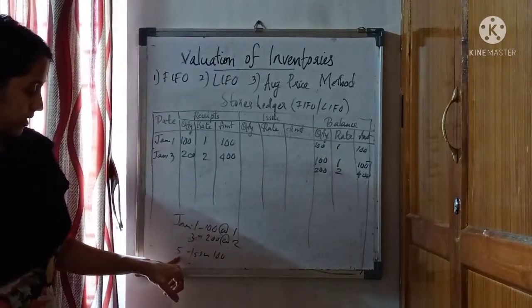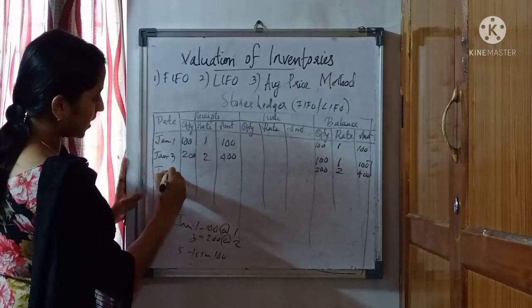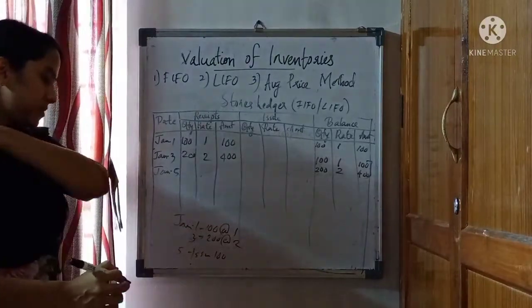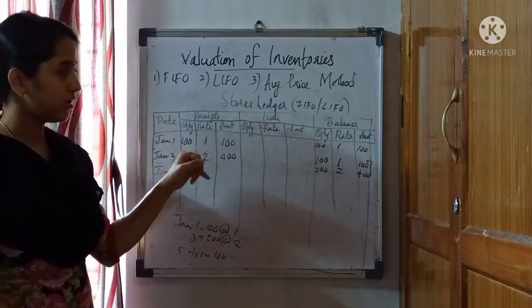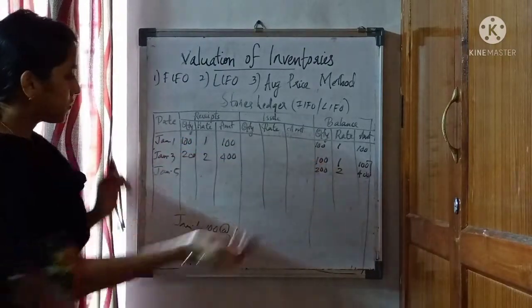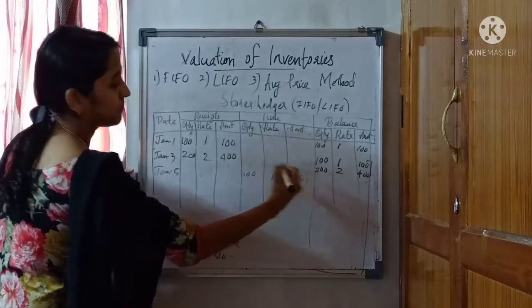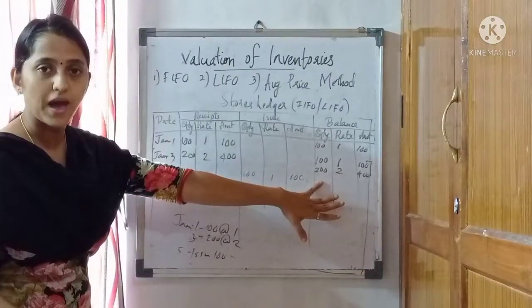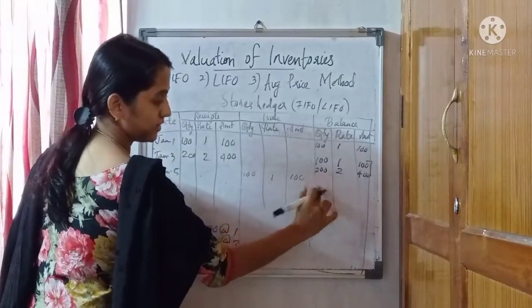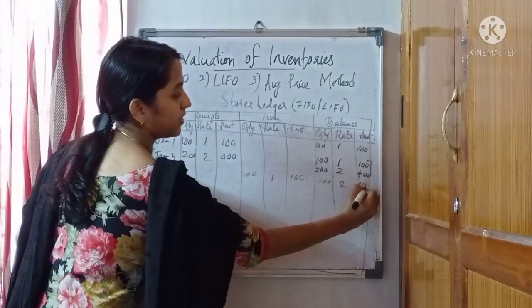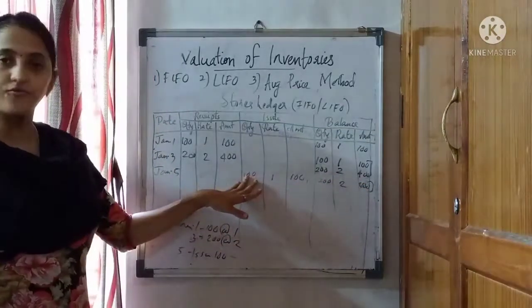Then another case is given, January 5 issue 100. So in FIFO method, we'll issue from the first stock. The first stock is 100, so from it we'll issue. So issue is here, 100, 100. Then we should see what balance is left. This 100 is already gone, so only 200 is left for that day. So 200 into 2, 400. This is the balance stock. Okay, this is in the case of FIFO method.